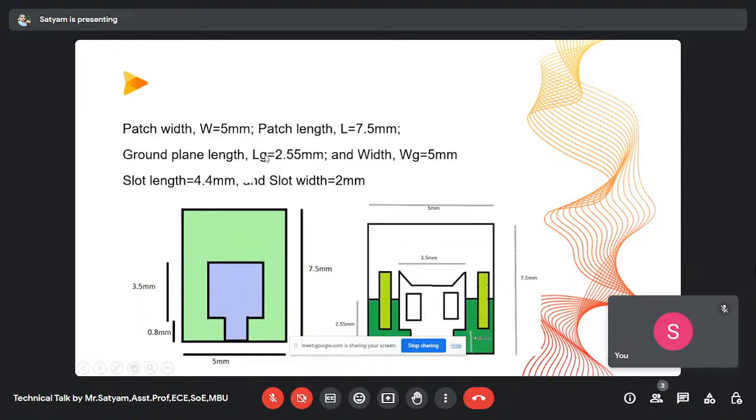Now the ground plane length. Now you see the length of the ground is 2.55, and the length of the patch is 7.5. This is the 7.5 length of the patch. Now you see the ground length is less. That is what we mean by the defected ground structure. Width is 5 mm. The slot length means here we have cut a slot. The length and the width have been given. So this and this, you see, is the parasitic patch. This is the parasitic patch.